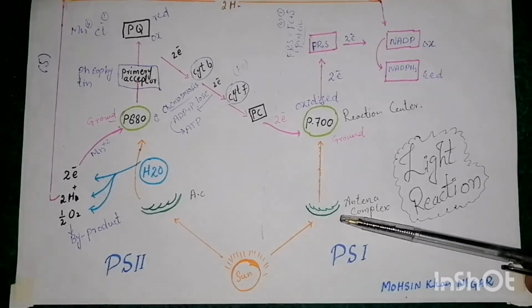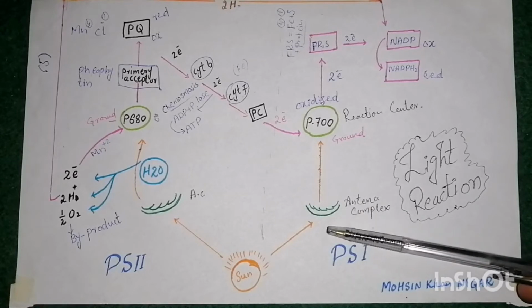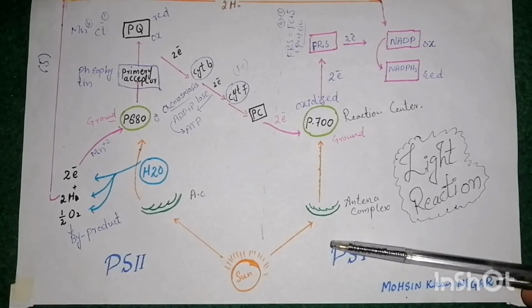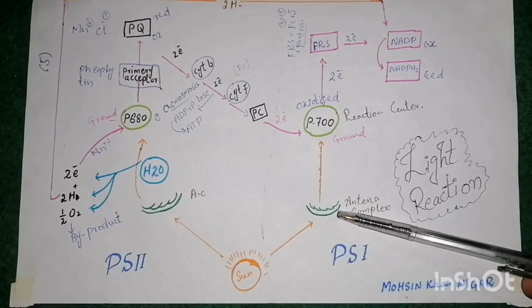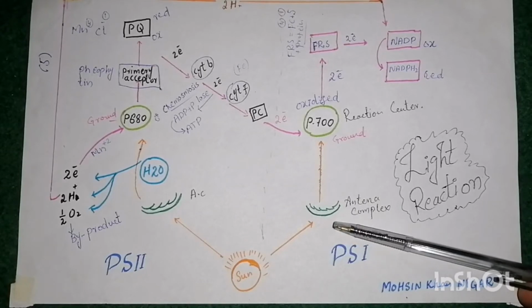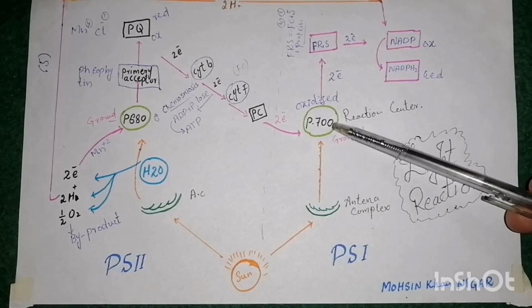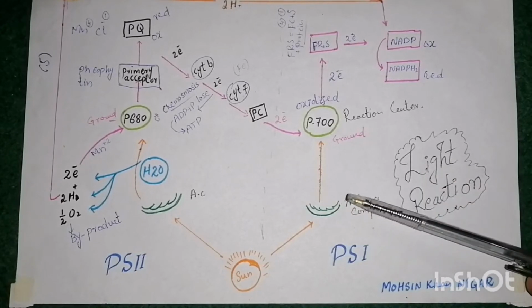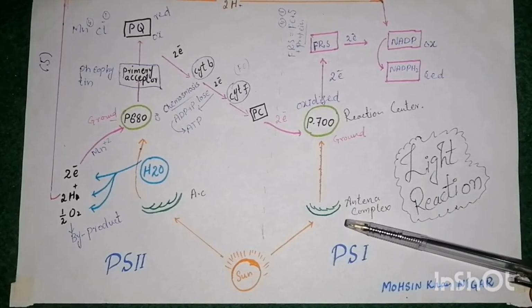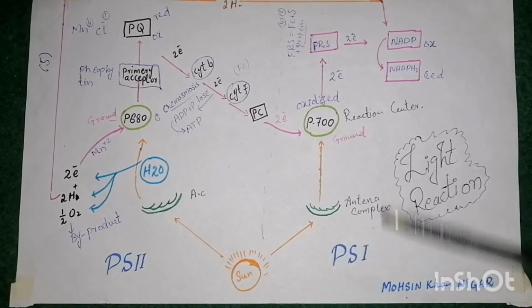The second function of the antenna complex is that it reflects the additional light. For example, green light is reflected back by the antenna complex. That's why the leaves look green. The third function is the protection of the reaction center. And the fourth function is that it transfers proper light to the reaction center.